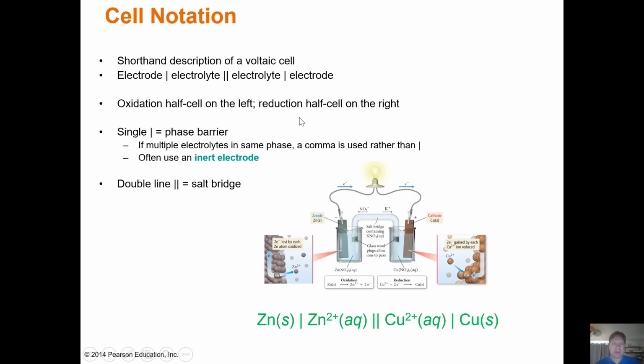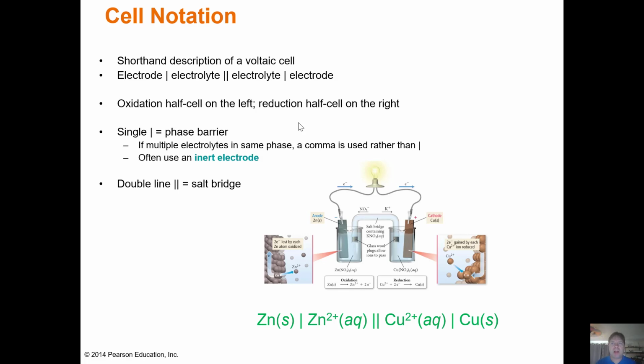A couple of things to be aware of here. The single up and down line is a phase barrier. So that's when you have different phases, so solid and aqueous. In this case, we might in some cases have a gas. And so we'll look at what happens when that's going on.